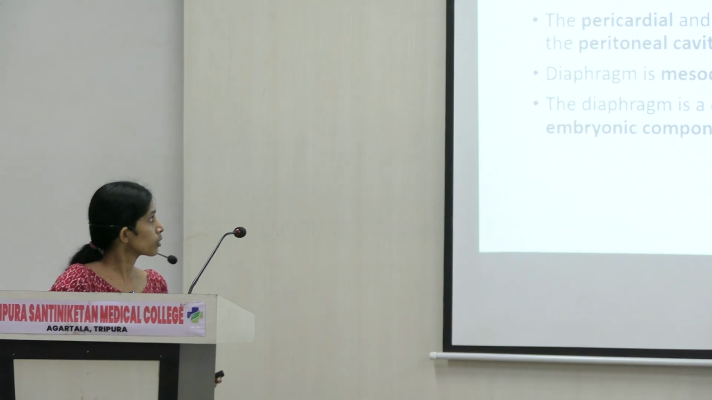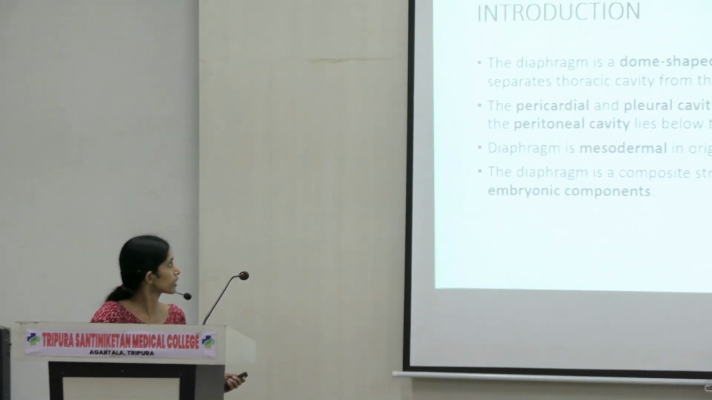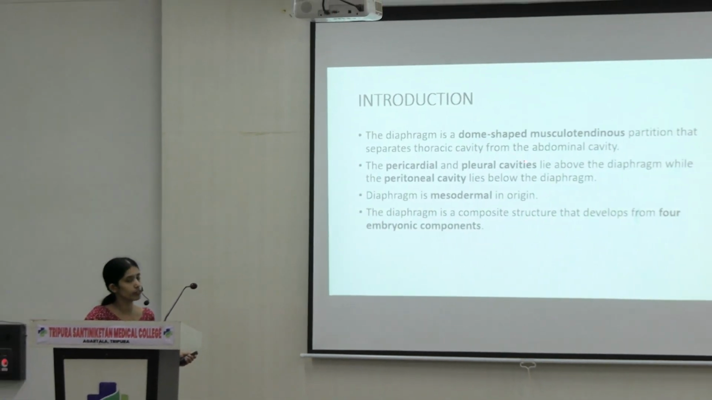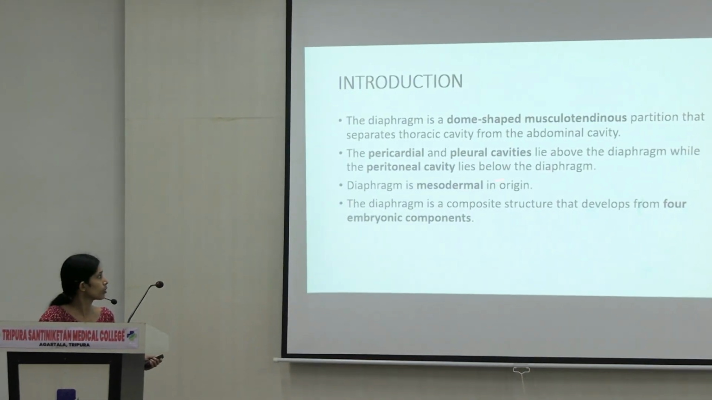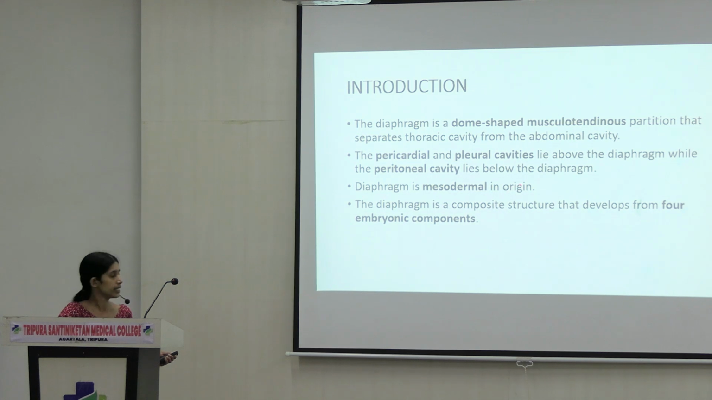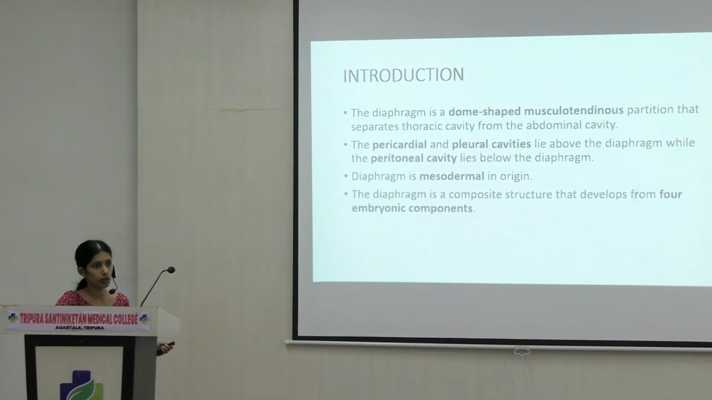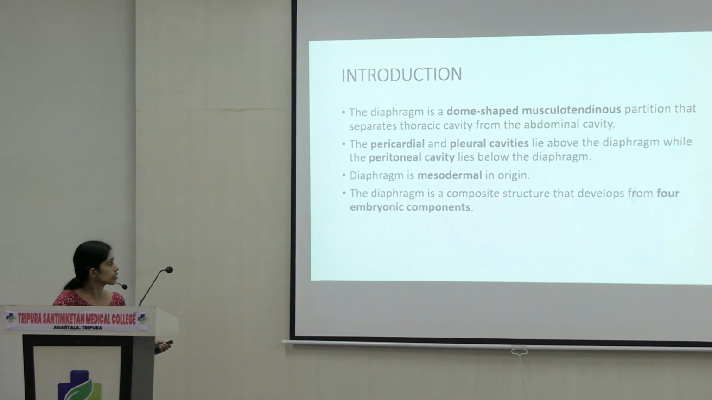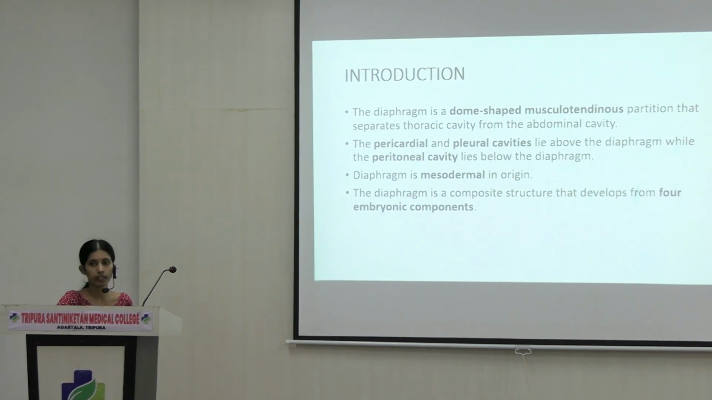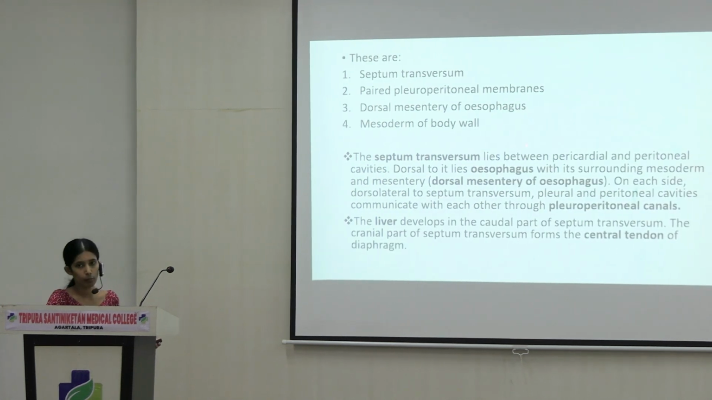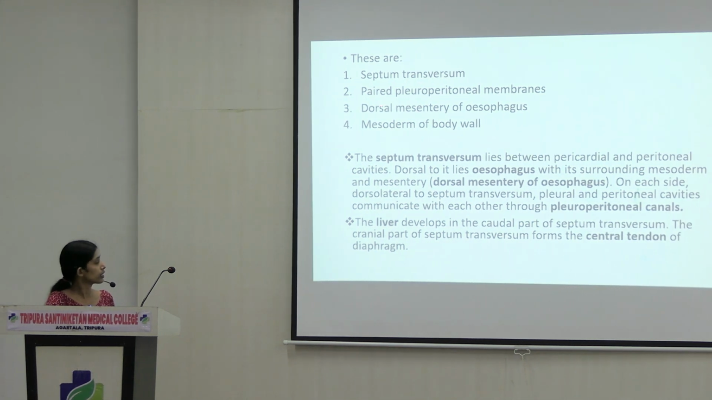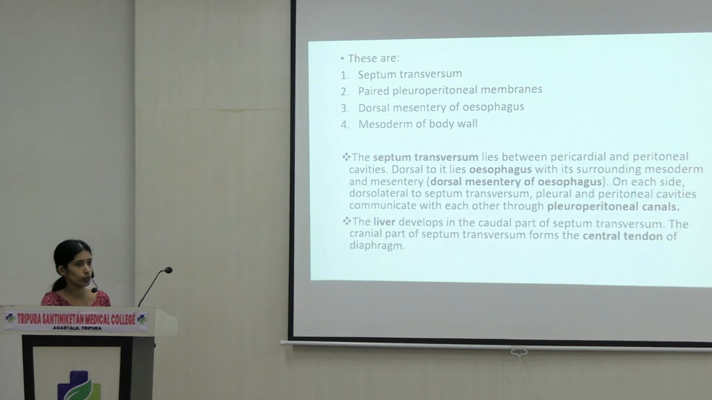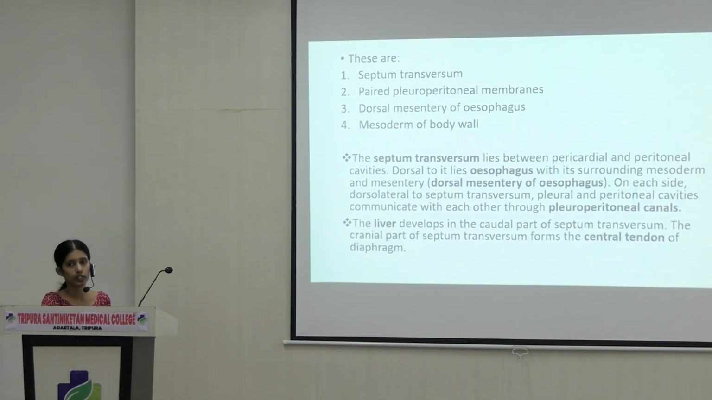Introduction. The diaphragm is a dome-shaped musculotendinous partition that separates your thoracic cavity from the abdominal cavity. The pericardial and pleural cavities lie above the diaphragm while the peritoneal cavity lies below the diaphragm. Diaphragm is mesodermal in origin, and it is a composite structure that develops from the 4 embryonic components. These are the 4 embryonic components which I have already mentioned. It is septum transversum, pleuroperitoneal membrane, it is a paired one, you can see here, we have it on both the sides. Then we have dorsal mesentery of esophagus followed by mesoderm of the body wall.